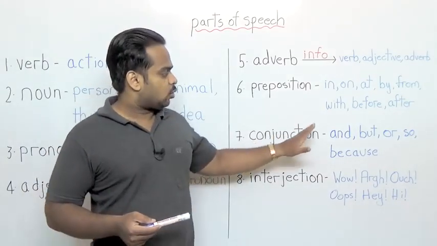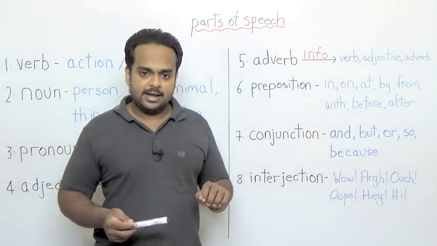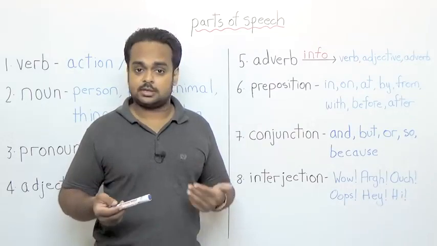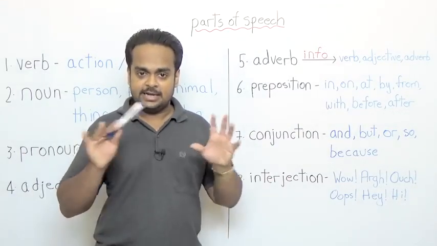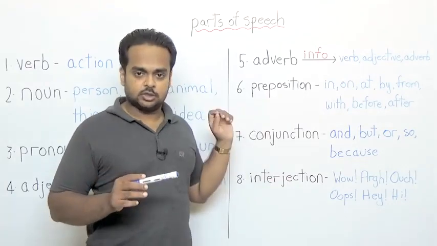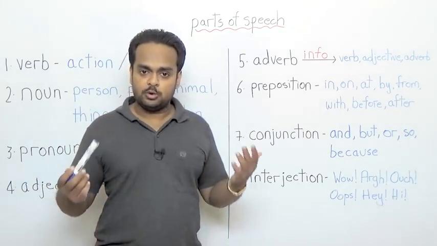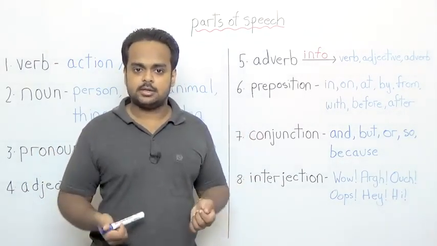Conjunctions are words like and, but, because, etc. And they help us to connect ideas. Those can be nouns, or they can even be verbs, and even whole sentences. So you can connect any two ideas using conjunctions. And finally, interjections are words with no real meaning, and they help us to show exclamation or sudden emotion.